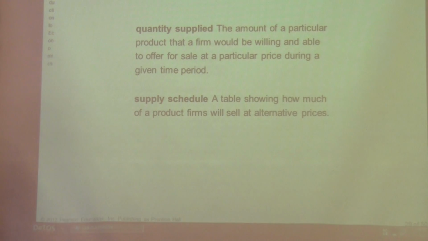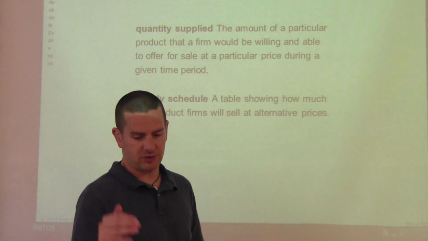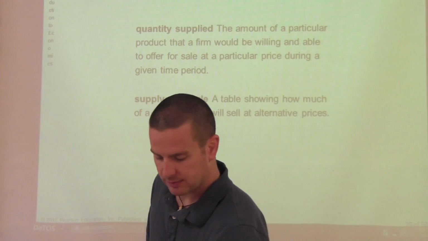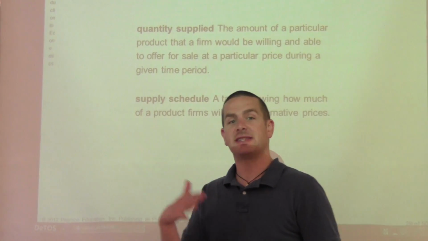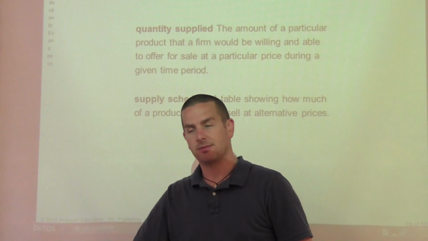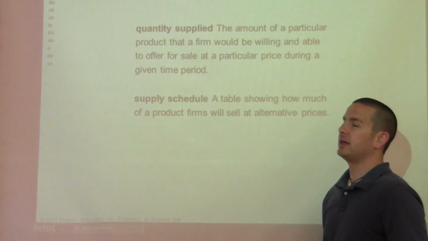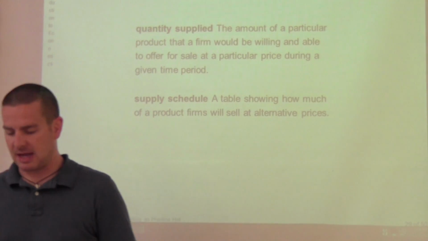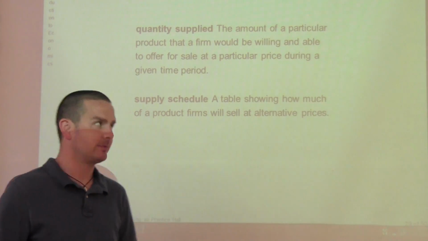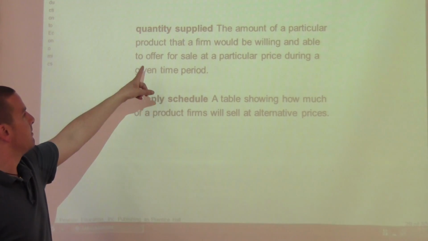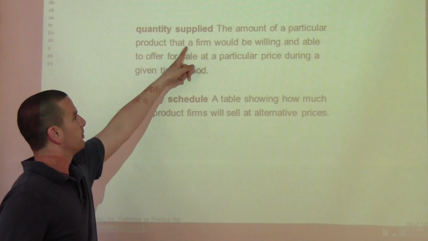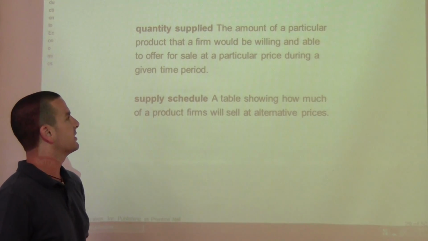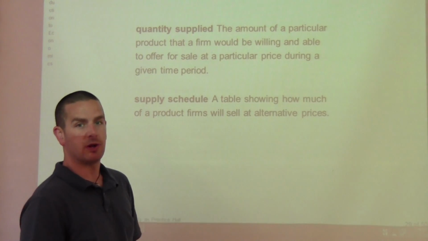But businesses are interested in profit. Businesses are interested in one thing, that's profit. That's what allows them to actually stay in business. So now we can come up with a quantity supplied. Quantity supplied simply states the amount of a particular product a firm is willing to sell at a particular price.